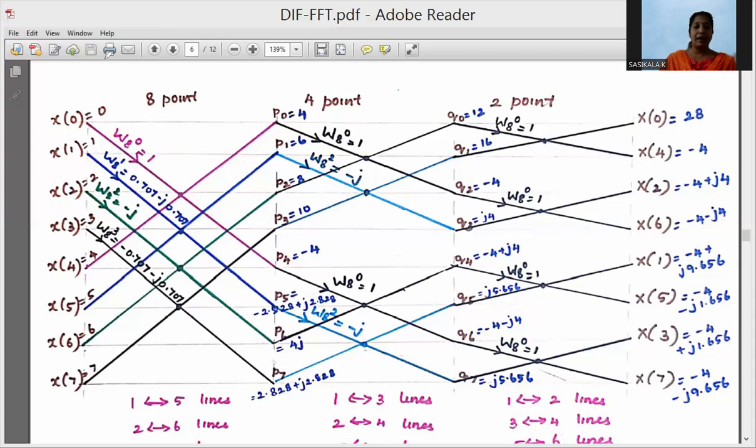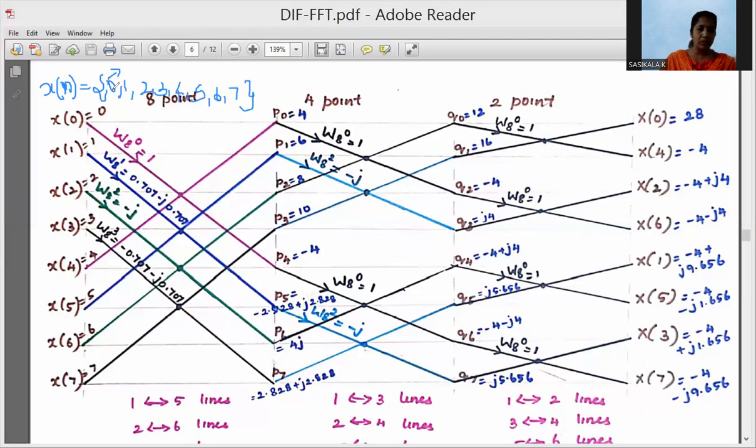So it is given that x of n is equal to, this is our problem, that is 0, 1, 2, 3, 4, 5, 6, 7. So this is our problem. Okay, so this is my x of 0.